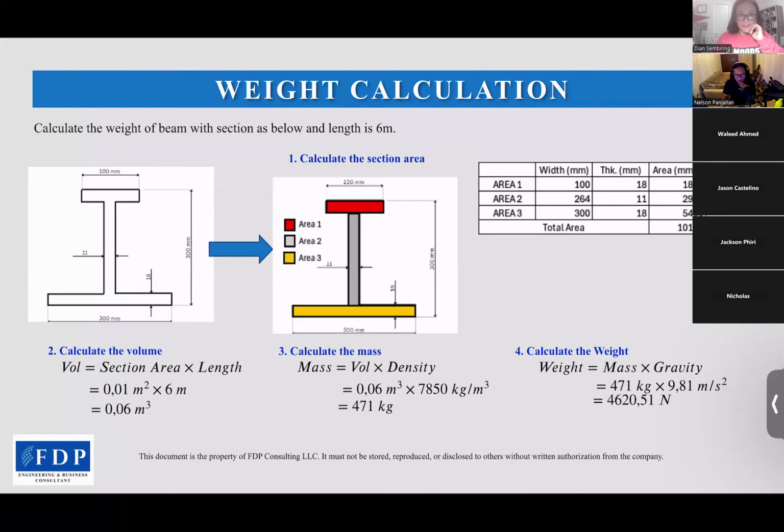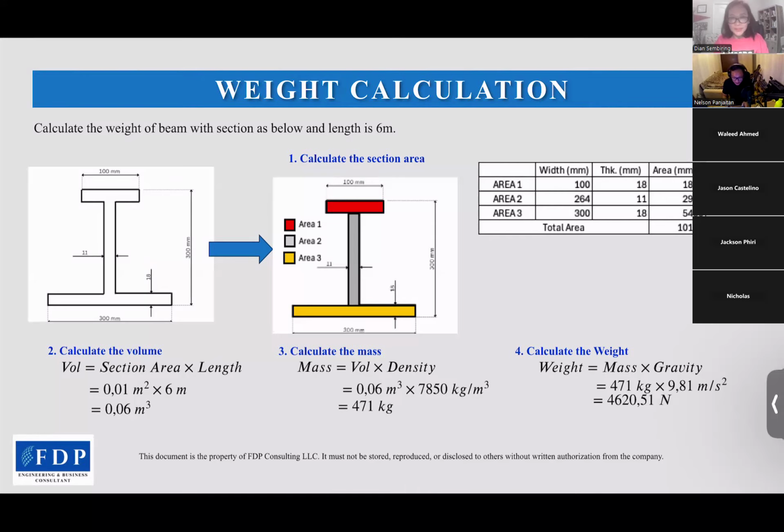Yeah, I think that's the basics. Any questions for the weight calculation? Maybe from Jackson, from Jason, from Wallet, and from Aiman. Do you have any questions before we continue to the next topic? So far, nothing from my side. Yeah, so far so good. All right, that is okay.